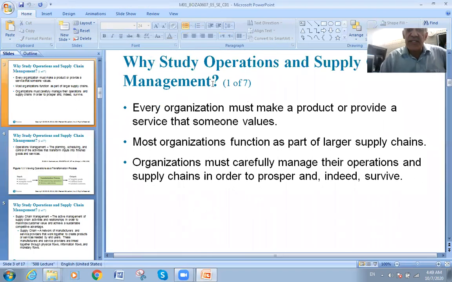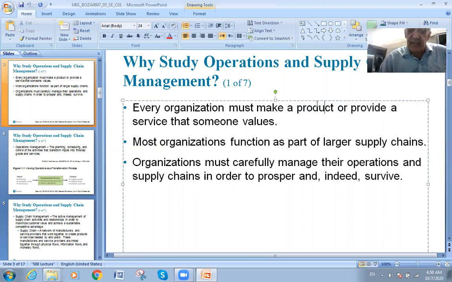Let's go to this. Why study operations and supply chain? Every organization must make a product or provide a service. So someone will ask me, what are the differences between product and services? Product is touchable. You can hold it with your hand. But a service is untouchable, which we call intangible. So one is tangible, the product, but the service, what I'm doing now is a service. Can you touch it? No, you cannot touch it. So this is the first difference.